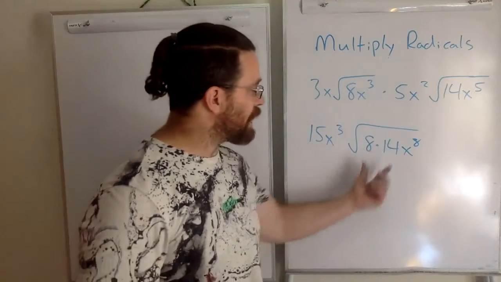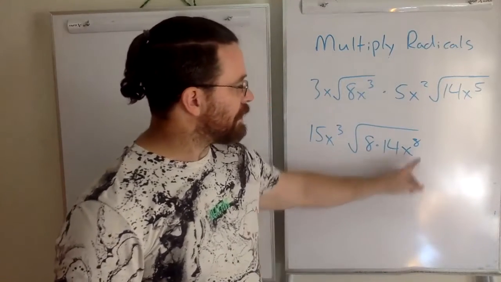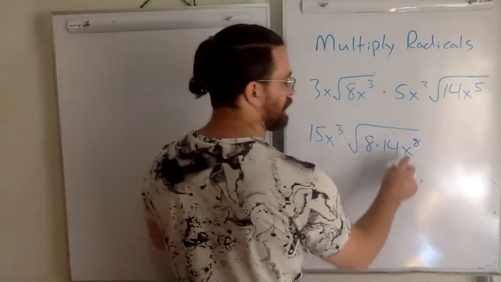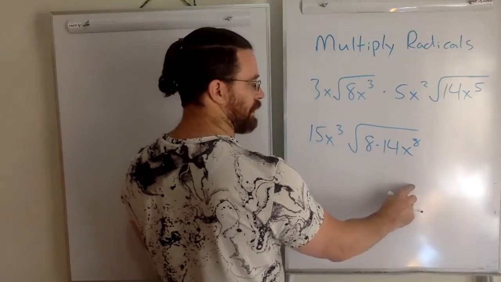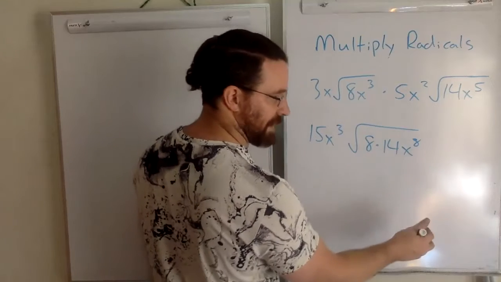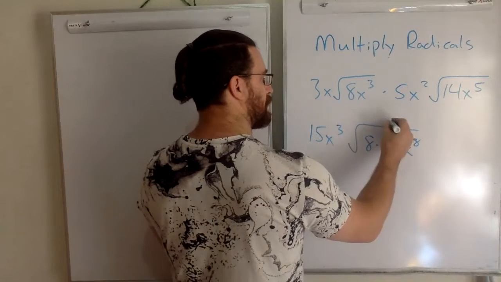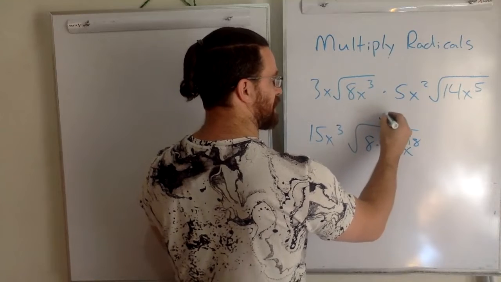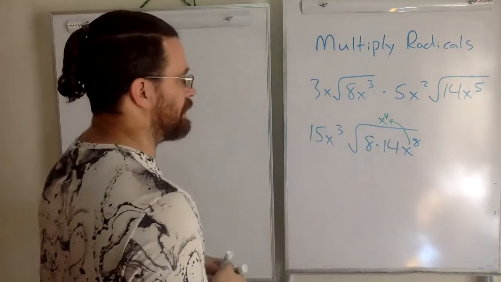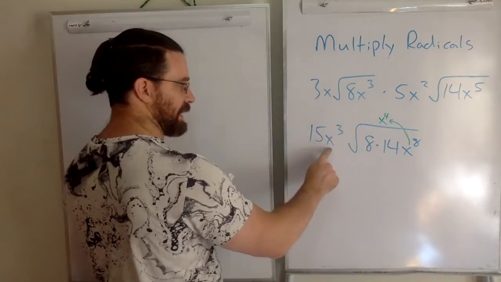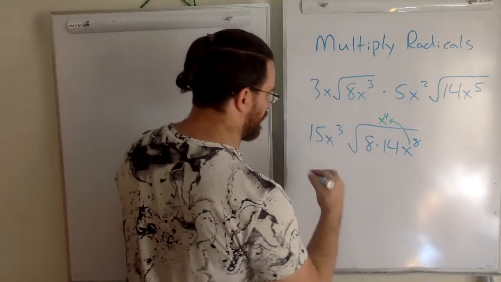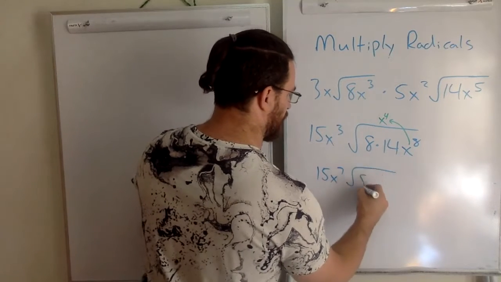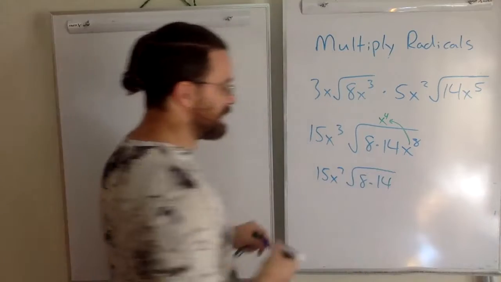And before I break down my numbers, I'm going to go ahead and take out the x to the eighth, since we can do that pretty quickly. So remember, to take out a variable, all you have to do is divide the exponent by 2. So 2 goes into 8 4 times. So this is going to come out as x to the fourth. That's going to combine with this guy here. So I'm going to have 15x to the seventh. And now I have 8 times 14 left on the inside.